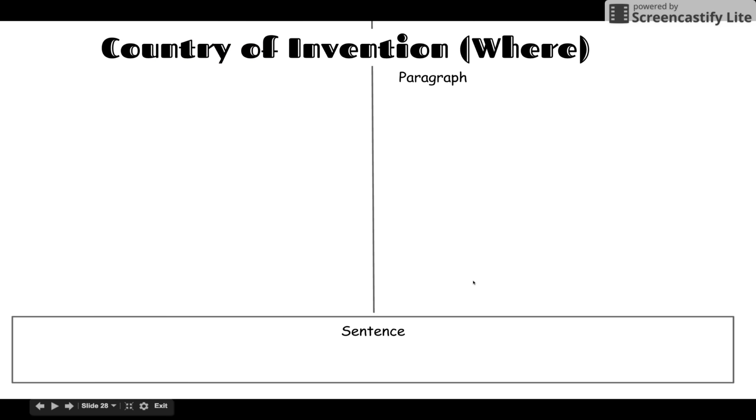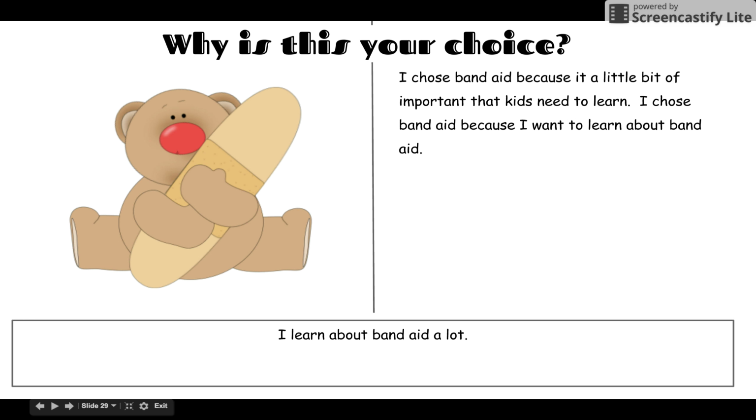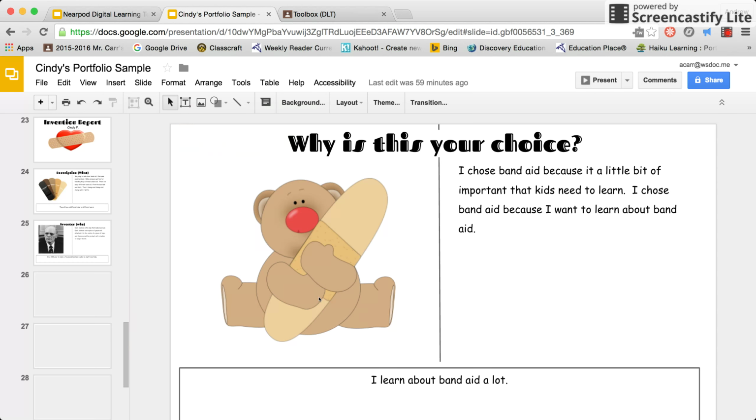This is what a blank digital template would look like, so you can see it without the pictures and the information added. And here's the last part. Why is this your choice? So she chose why she liked Band-Aids. So that was one student's portfolio.